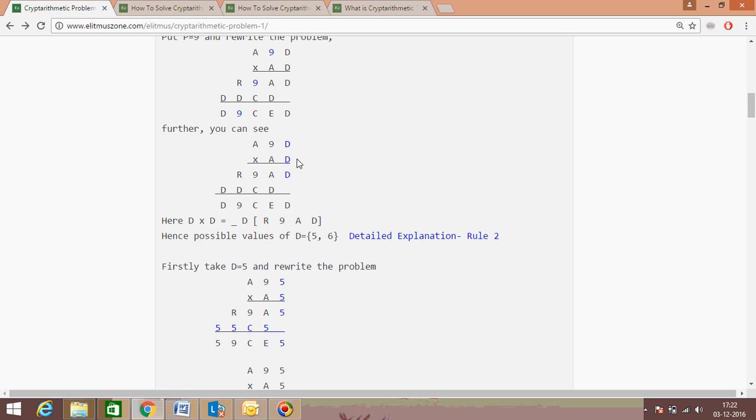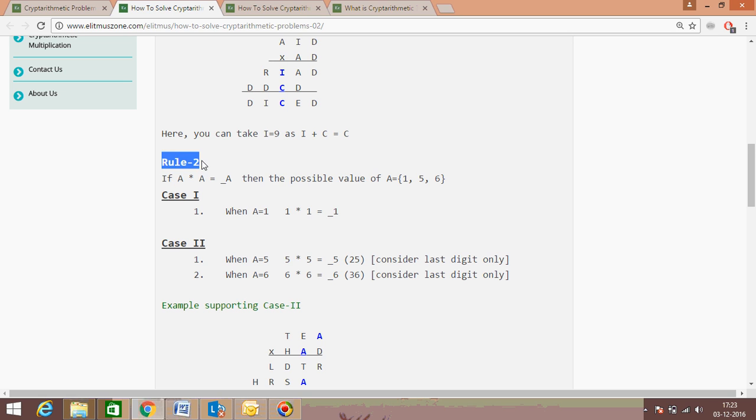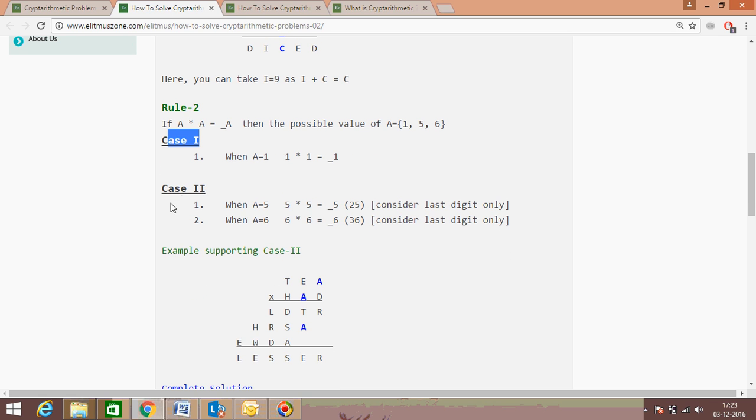You have to find if any more clue is there or not. The second clue which you can find is very easy: D cross D is coming as D. This is only possible when the value of D is either 1, 5 or 6. For more details you can go to this tutorial, rule 2, case 1 and case 2. If A cross A is coming as A in the last digit, then the possible value of A will be either 1, 5 or 6.